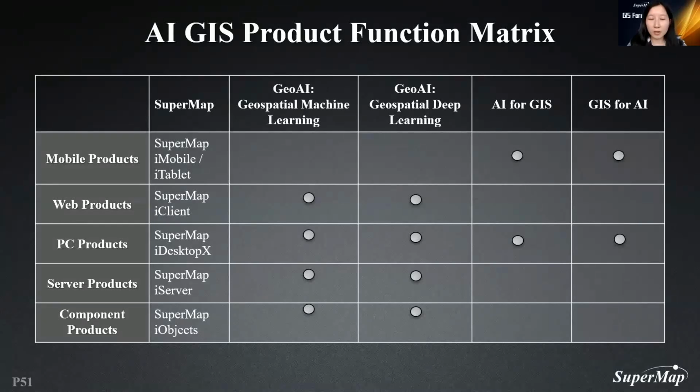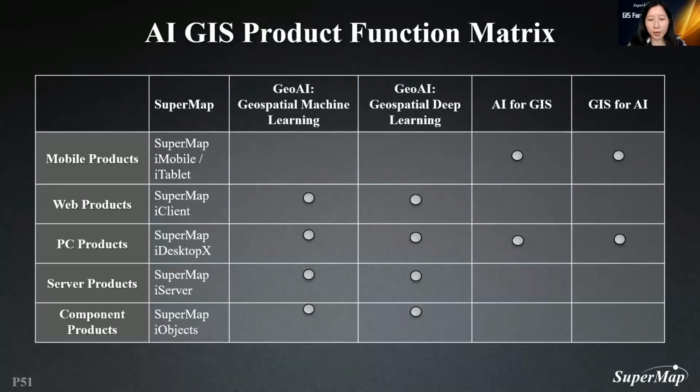So, how can these functions be implemented? Yes, relying on SuperMap products, including component products, server products, and various end products, such as PC product, web product, and mobile product. We can choose according to our own needs.